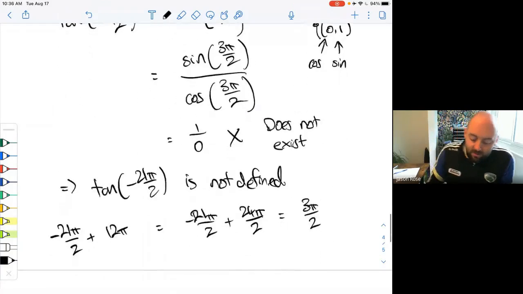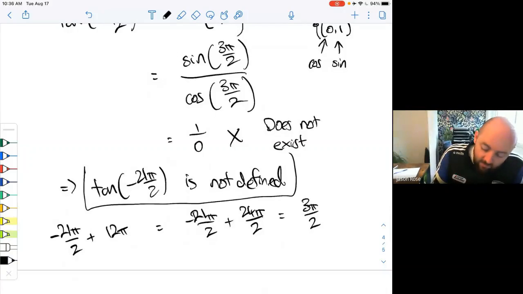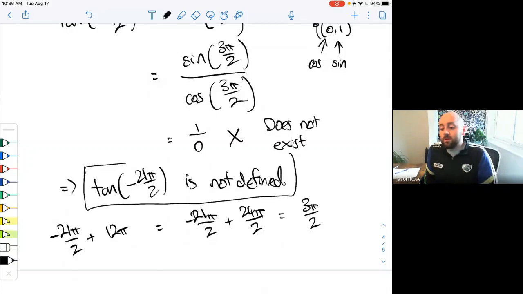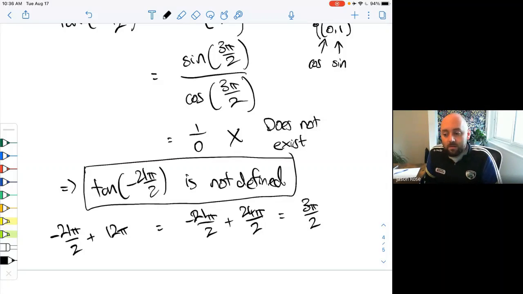This one doesn't exist, and your final answer was that tan of minus 21 pi over 2 does not exist, or is not defined. Any questions here? Do you want to see one more of these before we move on, or are you happy enough? I'm going to wait and see what happens in the chat to see if you want me to do another one, or if you're okay with me moving on.